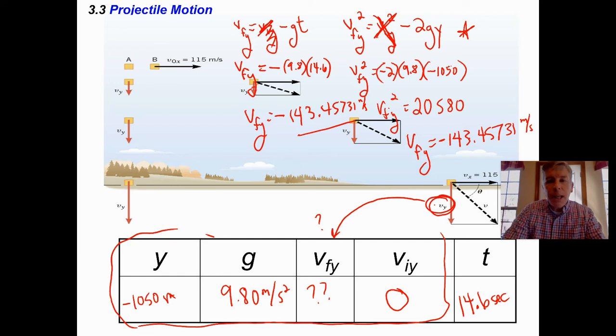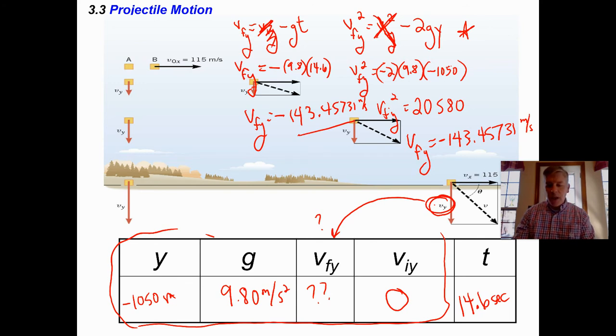This is the common mistake. People stop there and they're like, I'm done. Mr. Hannon, there's my answer. That is just how fast this is going in the vertical direction. Remember, when I had my little airplane with my little airplane pin, and it's moving along and it drops this little care package, that care package is still moving forward. So they're both moving at 115 meters per second forward. It just gains some vertical velocity.